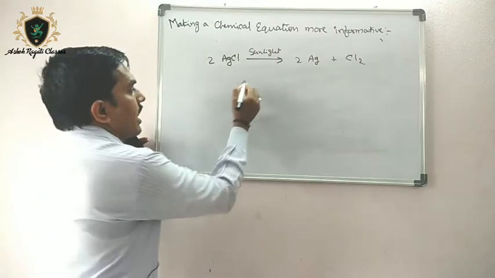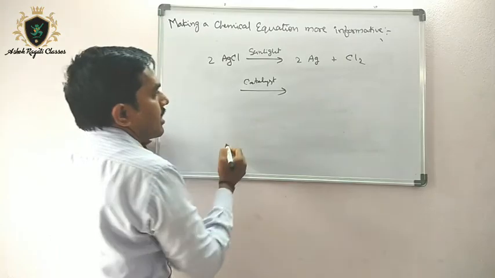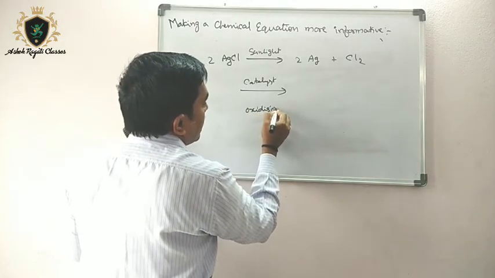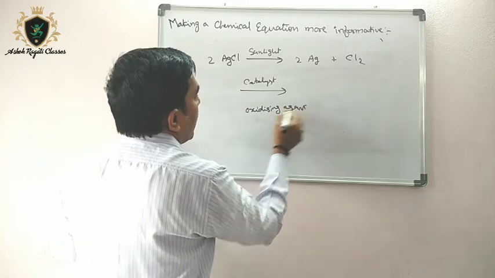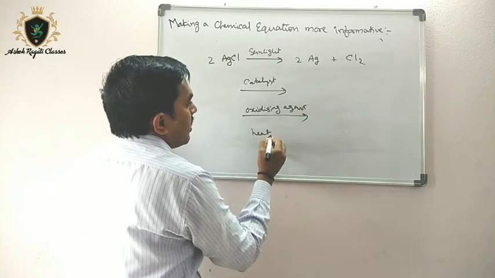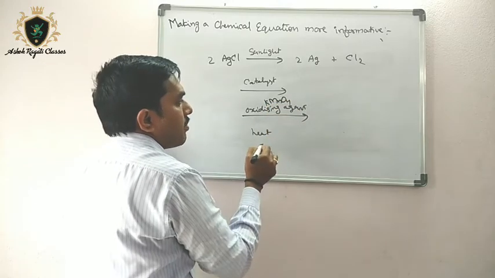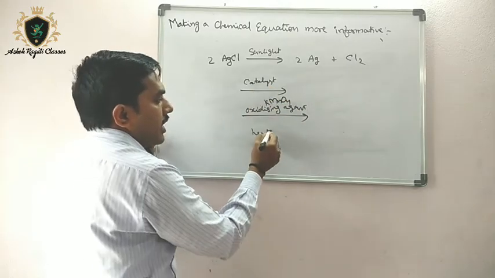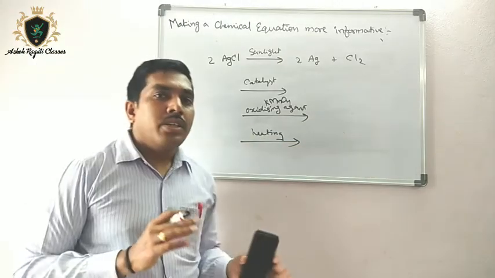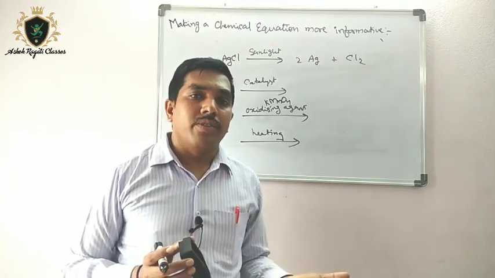In the same way, if any catalyst is there, we write it like this. Or an oxidizing agent, we write it like this. Or sometimes we just write heat. If you are using KMnO4 as a catalyst, you mention the name KMnO4 as a catalyst, or heating. So we may add these factors to the chemical equation to make it more informative and more meaningful.